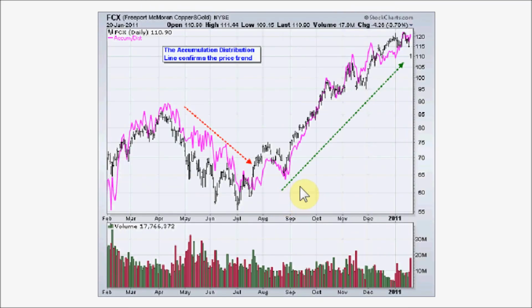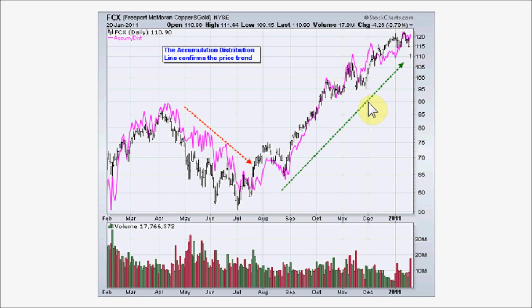An uptrend in the AD line indicates that buying pressure is prevailing on a regular basis, while a downtrend of the AD line indicates that selling pressure is prevailing. Also, bullish and bearish divergences serve as alerts for potential reversals in the price trend. So let's take a look first at how the AD line is confirming an uptrend, then a downtrend, and then another nice uptrend. That's perfect. That's how it's supposed to look.